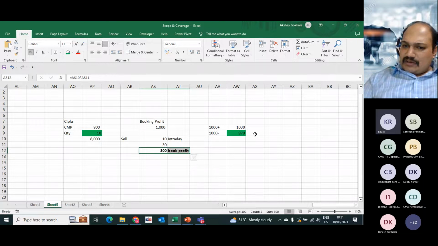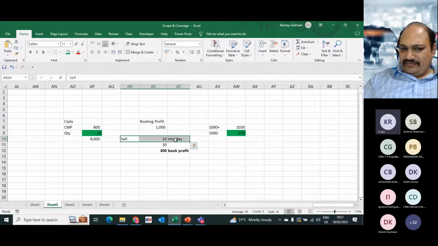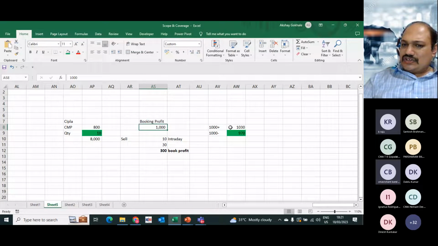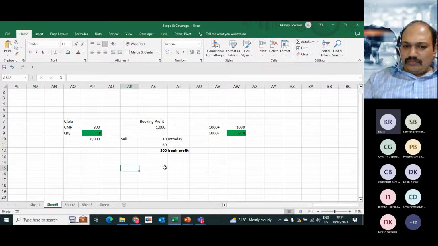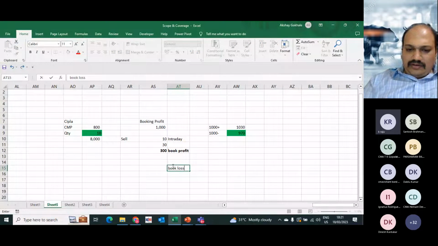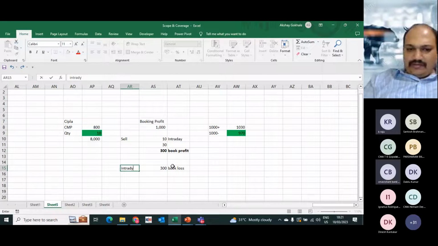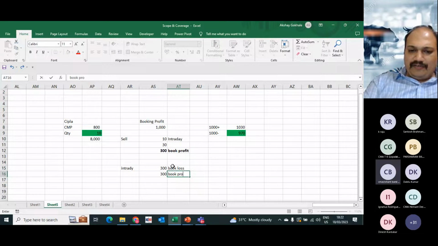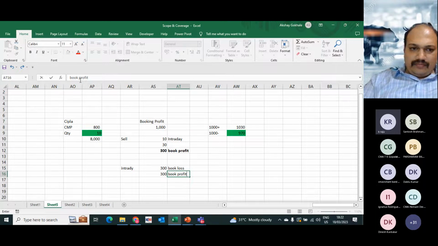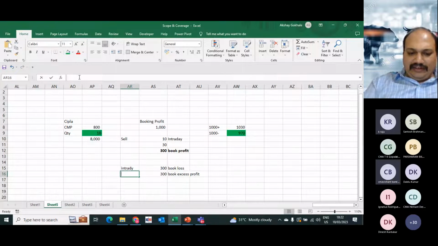Whereas if suppose Cipla goes above 1000 level and you have shorted Cipla, you have shorted Cipla at 1000 and Cipla is trading at 1030, then what you have to do, book loss of rupees 300 in Cipla in intraday. And book corresponding profit, excess profit, book excess profit in delivery.